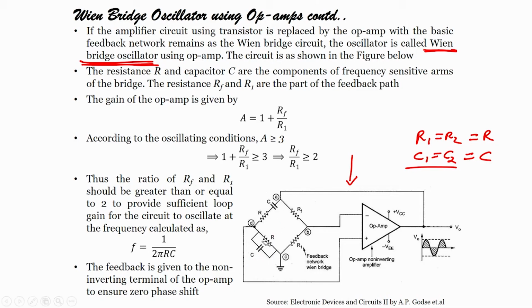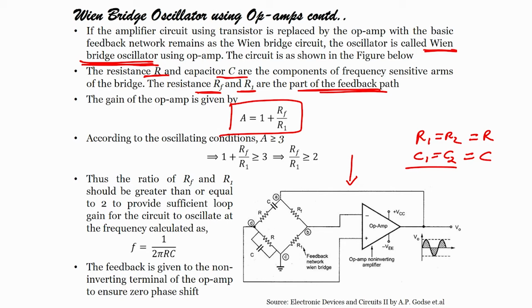Now, the resistance R and capacitor C are the components of the frequency sensitive arms, and the resistances RF and R1 are part of the feedback path. Now the gain of the op amp. So, where is the input? The input is coming to the non-inverting terminal. For the non-inverting amplifier, we have seen earlier that the gain is A equals 1 plus RF by R1.